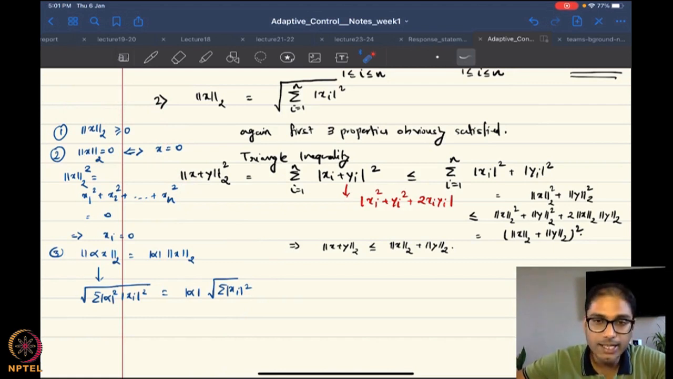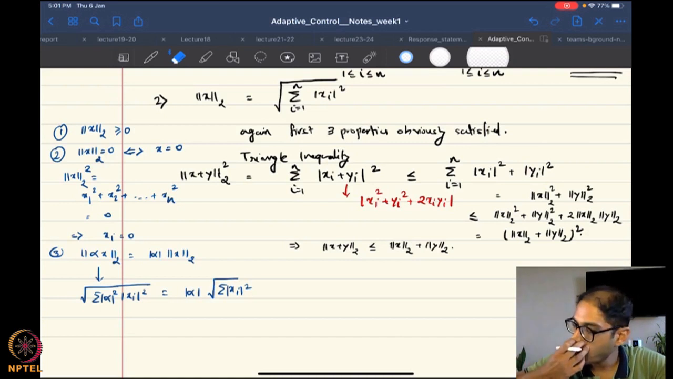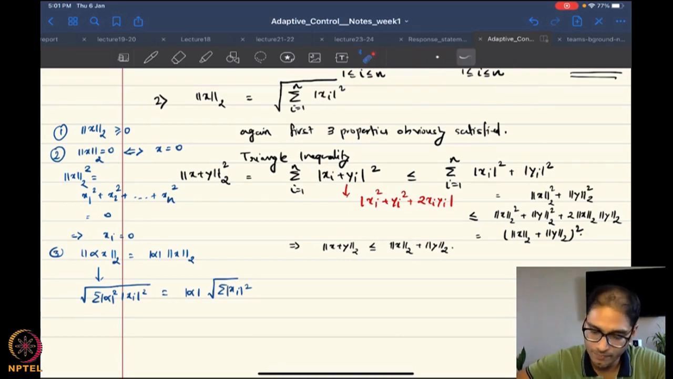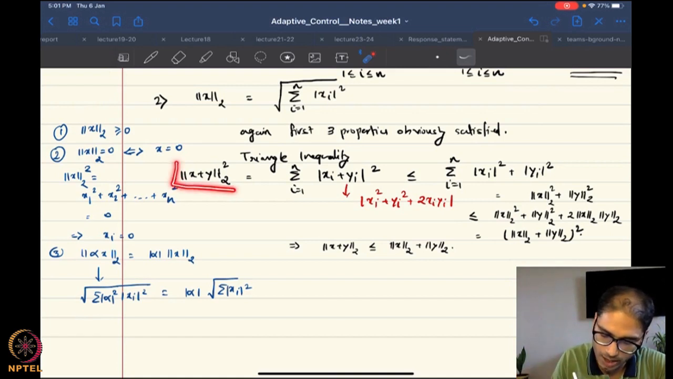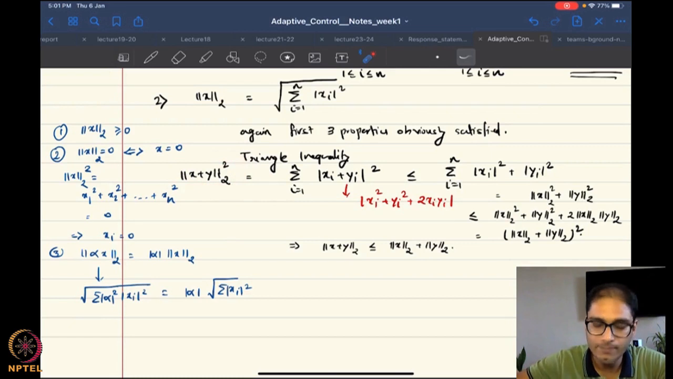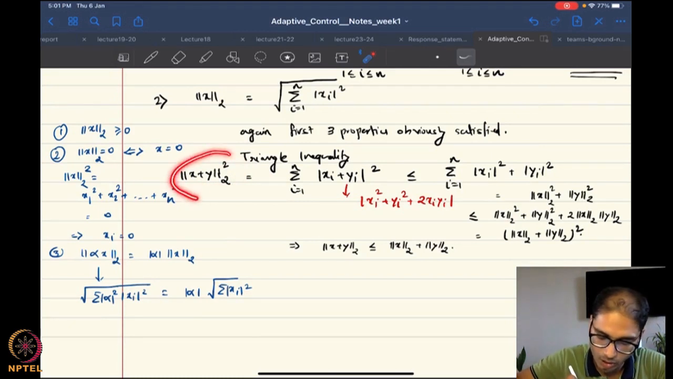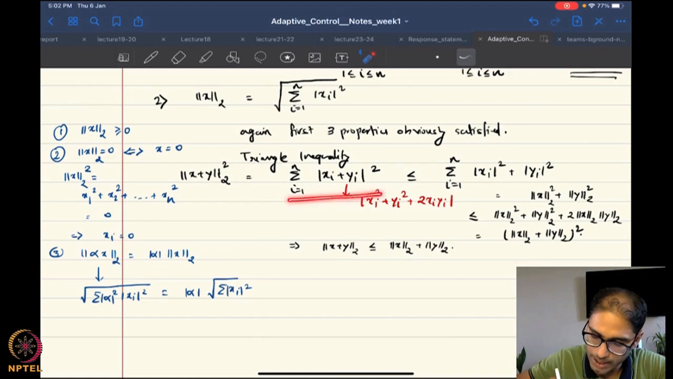Right. So now the triangle inequality, as always, our key or difficult property, if you may. So we want to talk about the triangle inequality property. If you look at the square of the two norm for x plus y, I have kept the quantity that I want on the left right here. This can be written as the summation from i equal to 1 to n of (xi plus yi) squared.